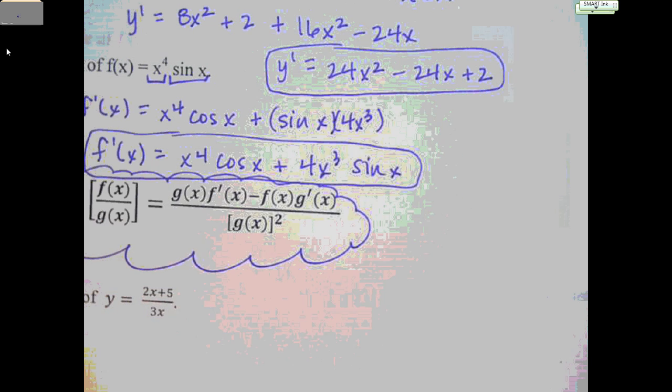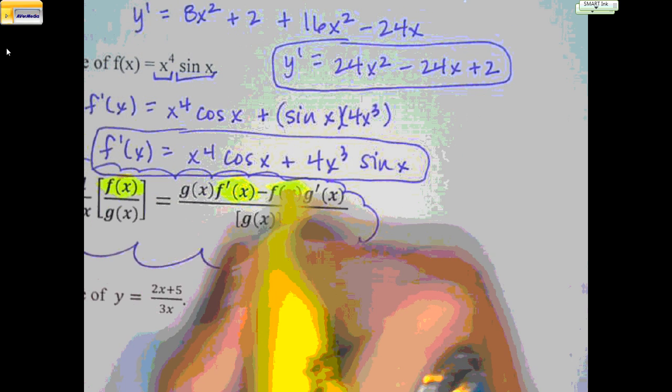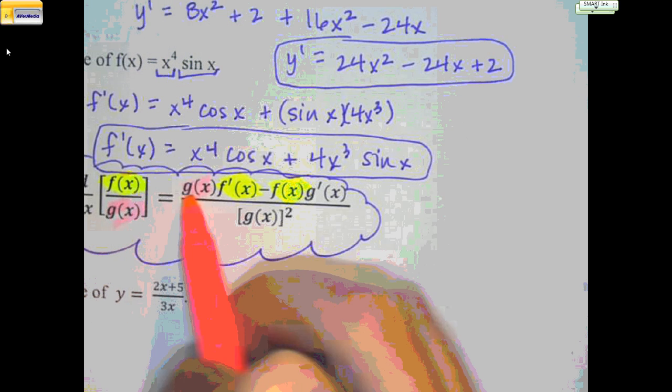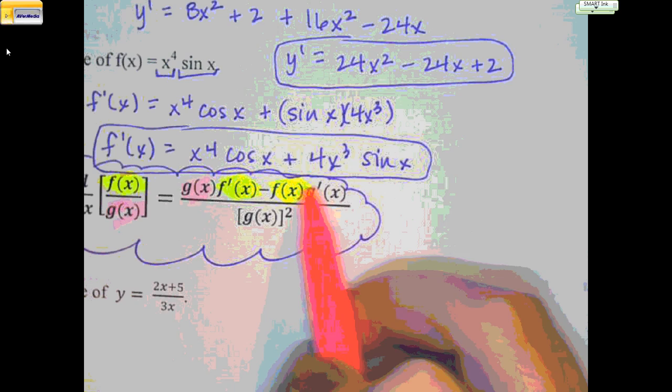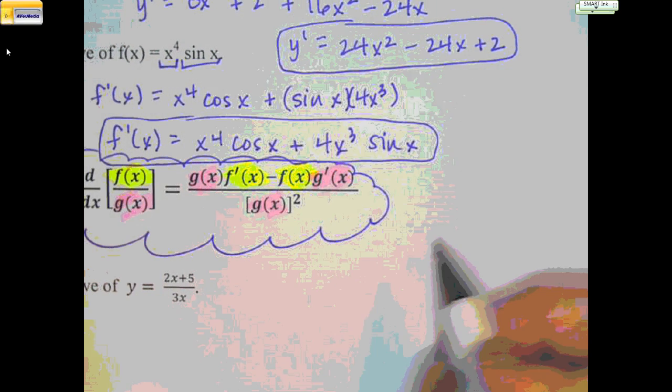And if you're a color-coded person, you can take all of your f of x's and all of your g of x's. And rather than memorize f and g and all of that mess, this is what a lot of students do that makes it a little bit easier.